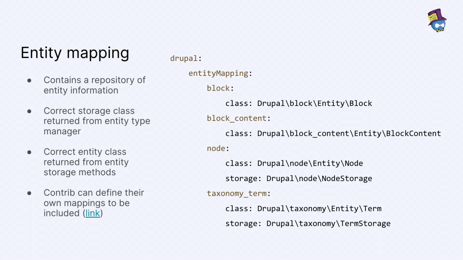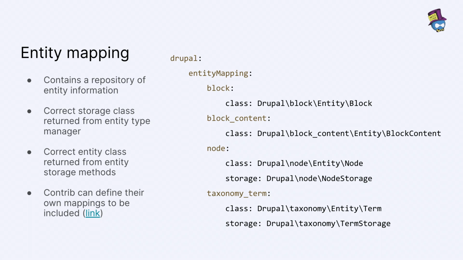Block content, and then node, it says, here's the node class, and here's the storage class for that entity type itself. So when you do \Drupal::entityTypeManager()->getStorage and you pass node as the argument, it knows it's node storage, which means it knows all the special methods attached to it. Same with terms. Terms have get hierarchy and load parents or something like that in the storage.